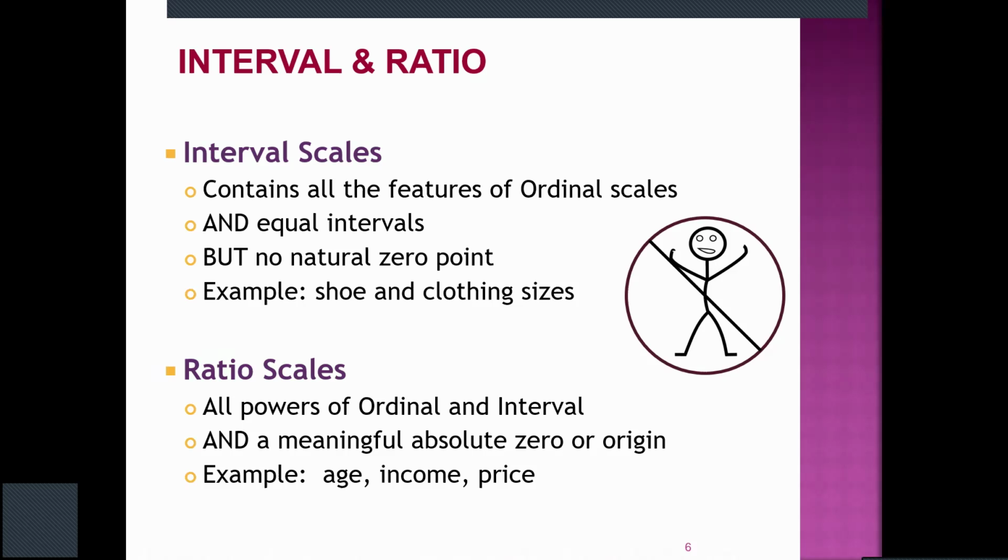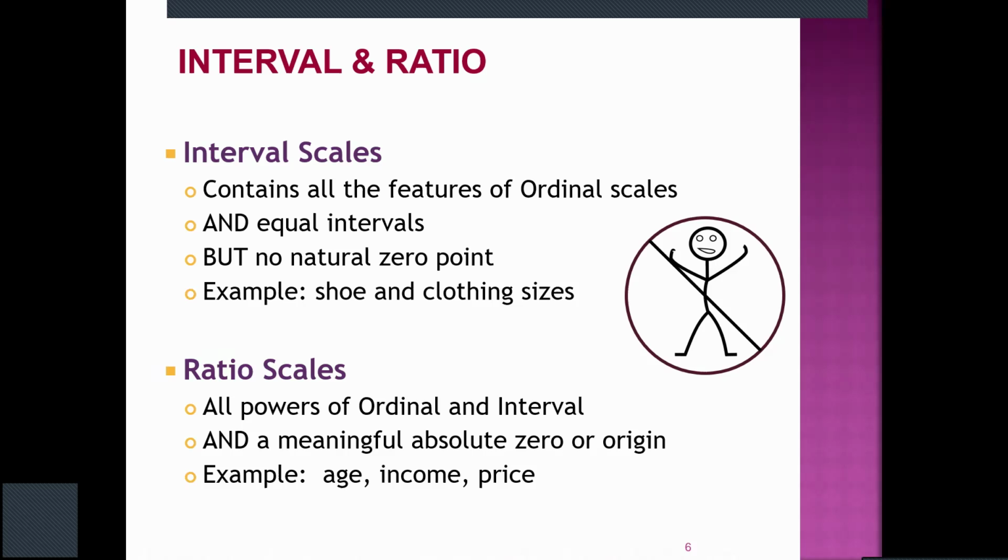Ratio data has all of the powers of ordinal and interval, but it also has a meaningful absolute 0 or origin point. Okay. And some examples are age. We sort of think of the moment of birth as time 0, and you start accumulating seconds and minutes and days and weeks, and eventually we just stop and we count them in years, right? Income, 0 income has an absolutely meaningful denotation, and price. 0 means free. Woohoo! So there, the 0 means something.